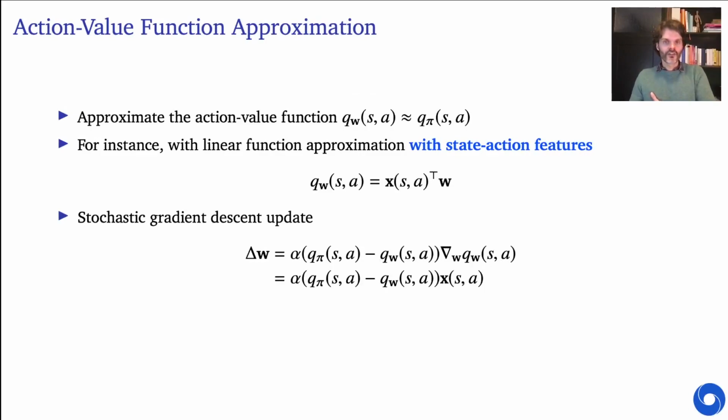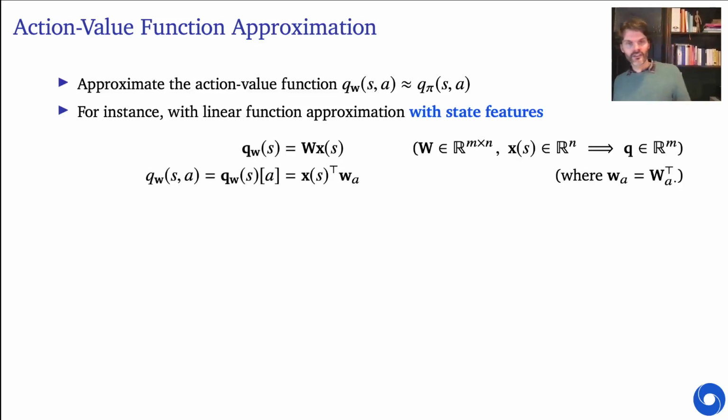Let me go back to the previous slide first. Here we were doing the same thing as we were doing for state value functions, where we now have a feature vector that depends on both state and action. And then the Q value is just a number, right? So we have our feature vector X, which is the same size as our parameters W, and the inner product will just give you a number.